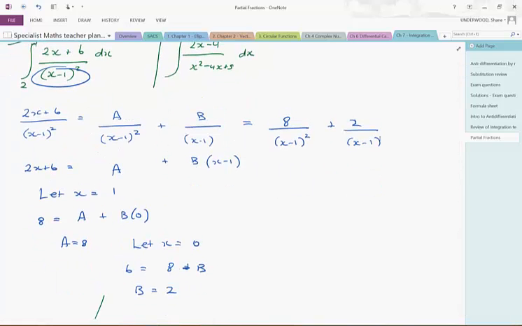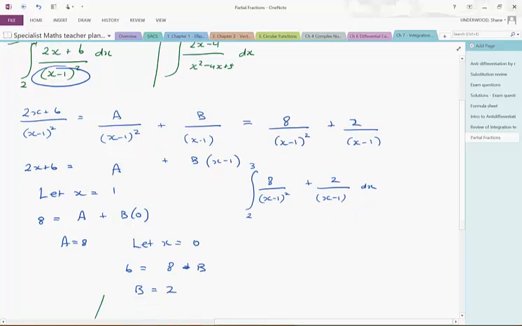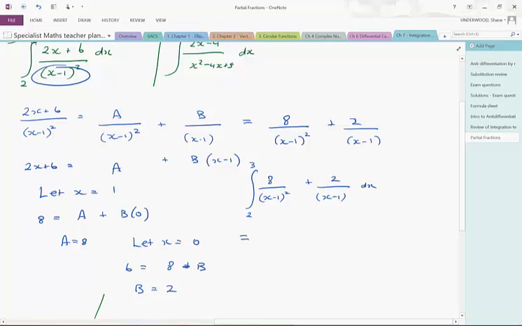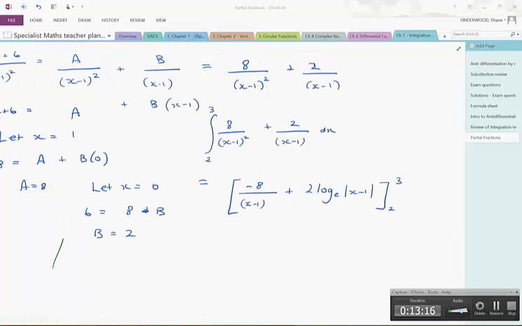All right, so if we're finding the antiderivative of that, we now have this integral here, plus 2 over x - 1 dx. So now what we need to do is anti-differentiate that. And I'm just going to finish that off quickly now.